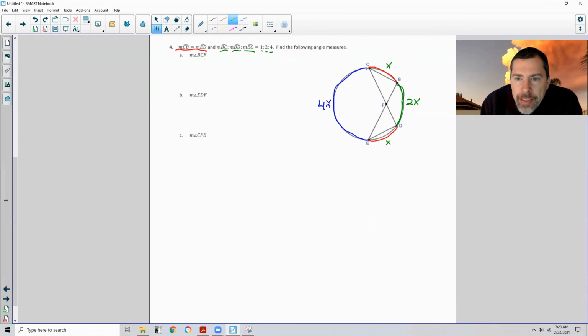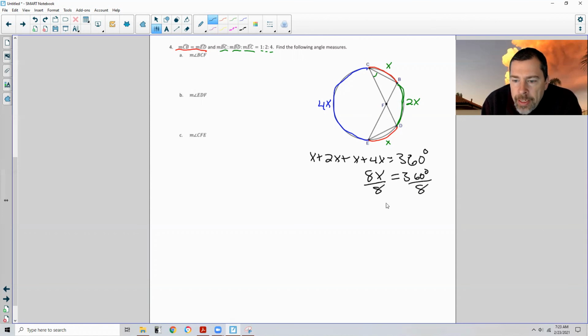Find the measure of angle BCF. Angle BCF is right here. So the first thing I need to do is find the lengths or the measures of these arcs. Okay, so I know that x plus, I'm just going around starting here, going around in a circle clockwise, x plus 2x plus this x here plus this 4x here is a complete rotation of a circle, which is 360 degrees. So x plus 2x is 3x plus another x is 4x plus another 4x is 8x equals 360 degrees.